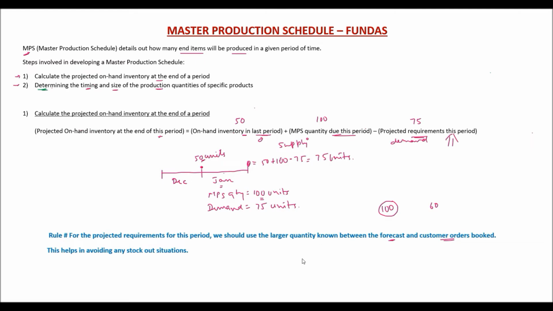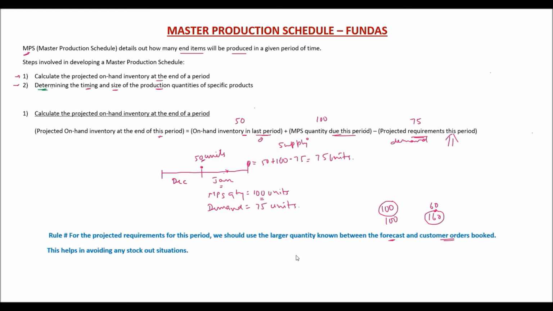Now this is basically done to avoid any stock out situation. So let's say you assume that the demand is 60, but you are only in this period at that point in time, and towards the last week you again get a quantity of 40. So what that will mean is that you are not able to supply 40 because you only projected 60 and you planned for 60. So that will be a stock out situation and you lose money. So to be on the safer side, we'll use the larger of the two. If, let's say, the forecast is 100 and the customer orders booked is 160, then we will use 160. So this is one of the rules which we have to take into consideration.